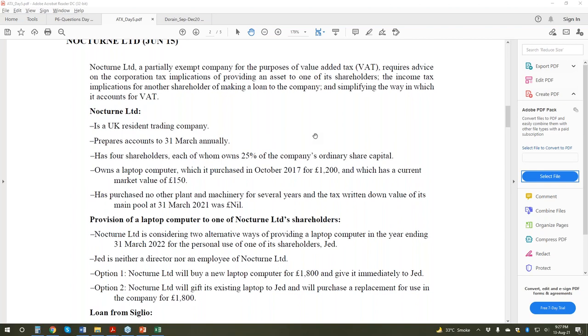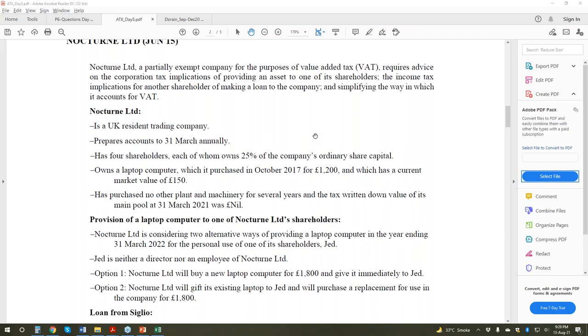Is nil. Provision of a laptop computer to one of the Nocton Limited shareholders. I guess under this heading I will be able to find the answer to the first part. Nocton Limited is considering two alternative ways of providing a laptop computer in the year ending 31st March 2022 for the personal use of one of its shareholders, Jed. Jed is neither a director nor an employee of Nocton Limited. So guys, do remember that he is not at all an employee of the company, he is only a shareholder.